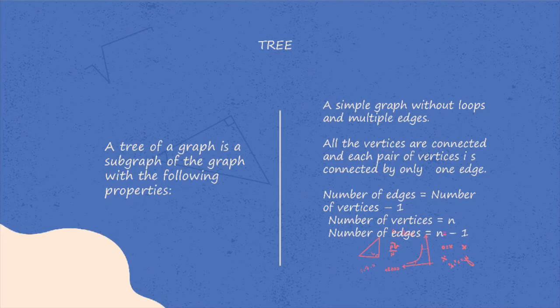So, next is tree. What is a tree? A tree of a graph is a subgraph of the graph with the following properties. Number 1. A simple graph without loops and multiple edges. Number 2. All the vertices are connected and each pair of the vertices is connected by only one edge. Number 3. The number of edges is equal to the number of vertices minus 1. Let the number of vertices equal n, so the number of edges is n minus 1.